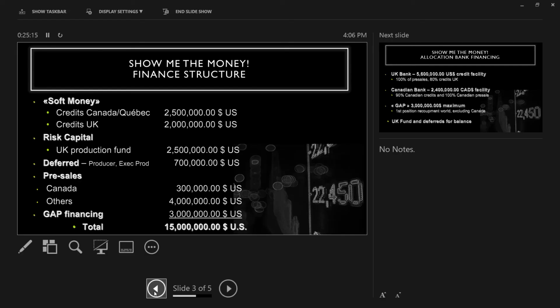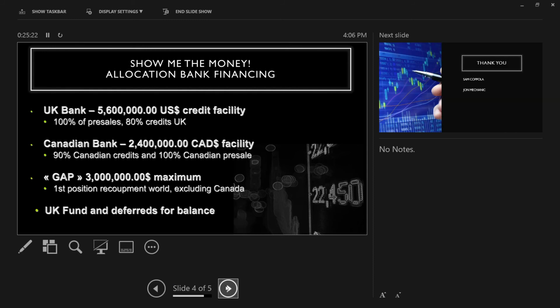Who comes after that? That UK risk capital, that lender, or the Telefilm that may have brought in some money. After that, if you look at the finance structure, you'll probably have the deferred who comes in and says, hey, I deferred some money. I should be paid before the rest of the people who have the equity. So you've got the UK fund and the deferreds for the balance itself.